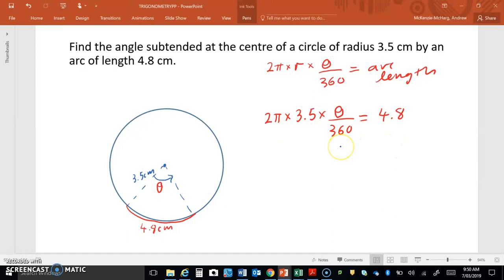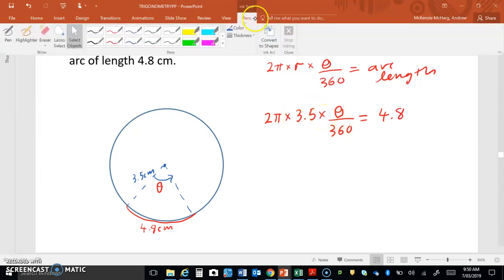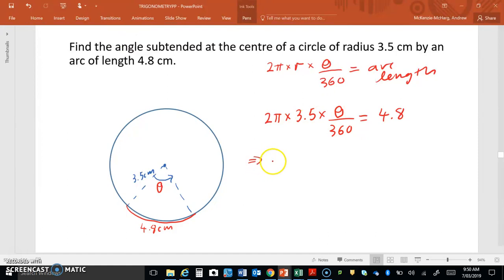Now remember the game of opposites as usual. I'm going to do this all in one go and show you what to do. 2 pi times 3.5, what are they doing to theta? Well, they're multiplying. So when we go to the next line, we're going to have theta equals 4.8. Now that's going to divide by the 2 pi times 3.5. That's multiplying on this side, so on the other side it'll divide. So that might give you a clue as to what happens with the 360. That's dividing on this side, so on the other side it will multiply.